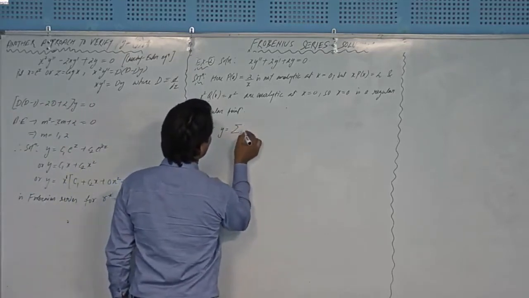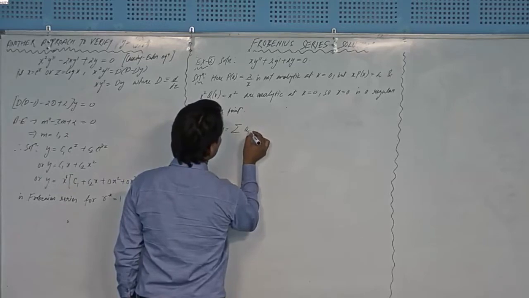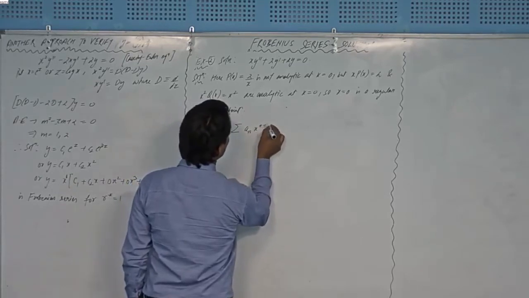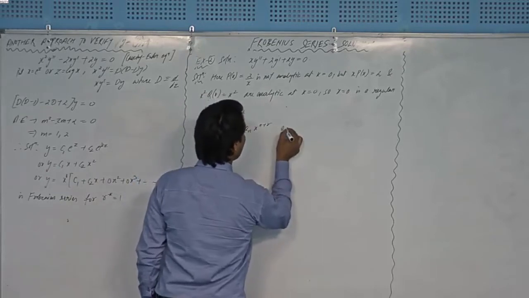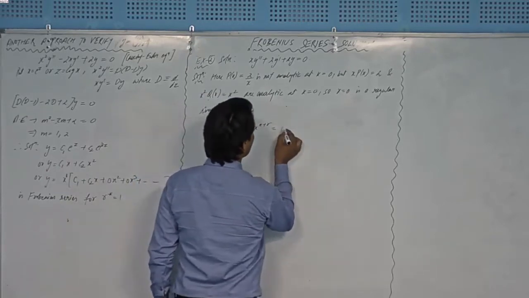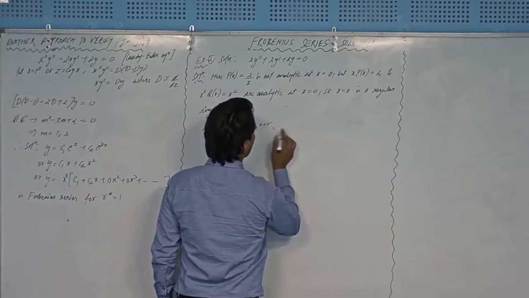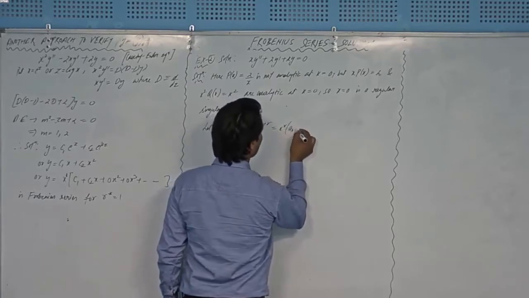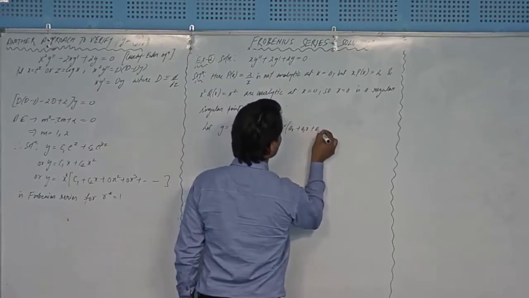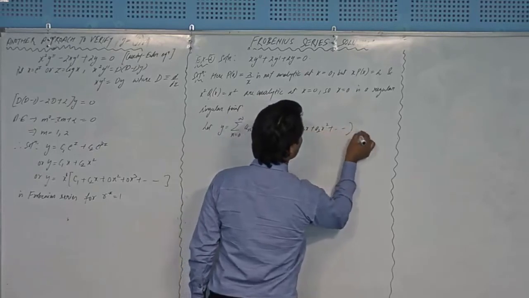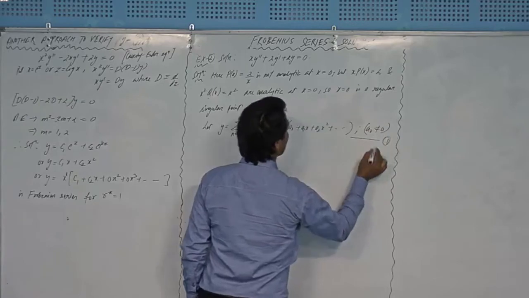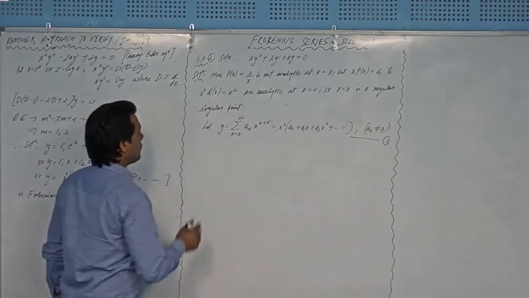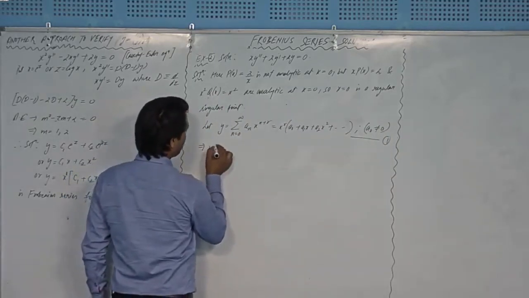And since x equal to 0 is a regular singular point, we can always assume that the solution has the Frobenius series form, a n x to the power n plus r, n starts from 0 to infinity, and we know that we have to write its expanded form also, x to the power r multiplied with a naught plus a1x plus a2x square, and so on, and a naught is not equal to 0. So this will be my equation number 1, right? Now we'll differentiate it.